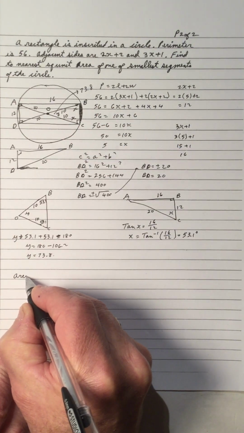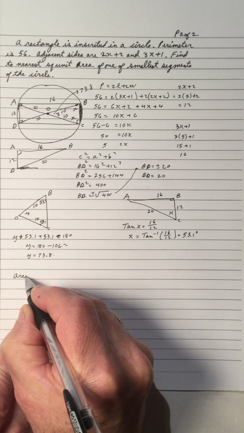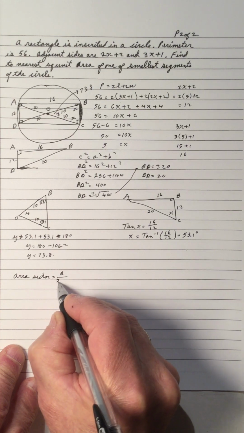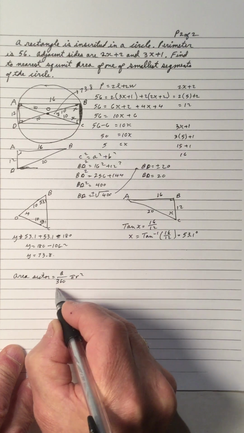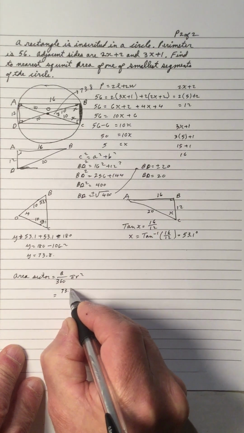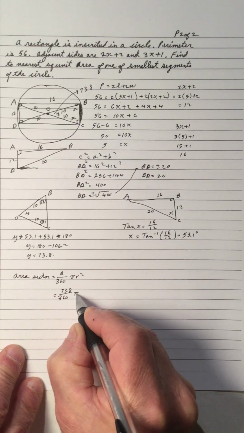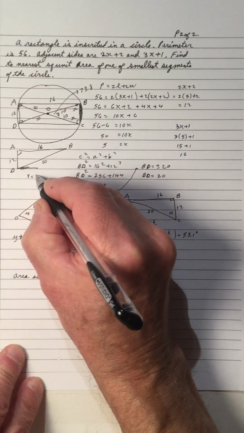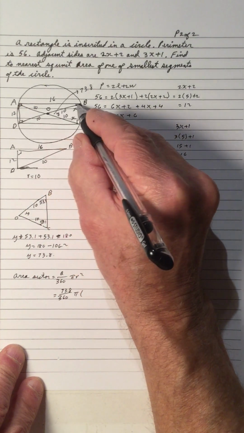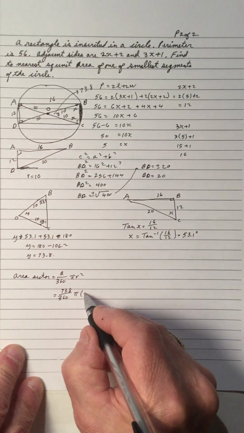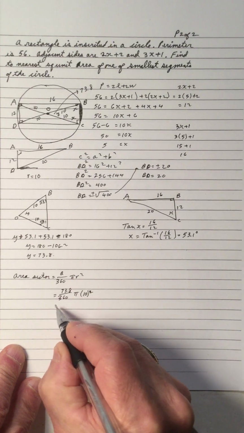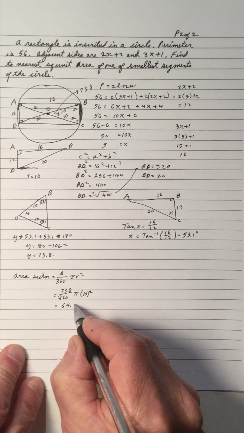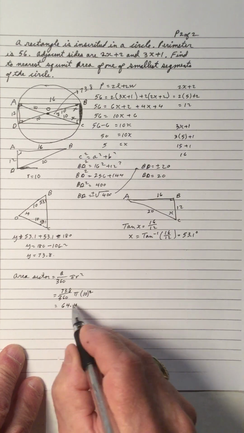So the area of a sector is theta over 360 times pi r squared, and it's 73.8 over 360 times pi, and the radius is 10. Notice I put the radius as 10 here just to make sure, from here to here. OB, OC, OA, OD, they're all 10. So that's 10 squared. And you calculate that out, you get 64.4, that's to the nearest tenth.